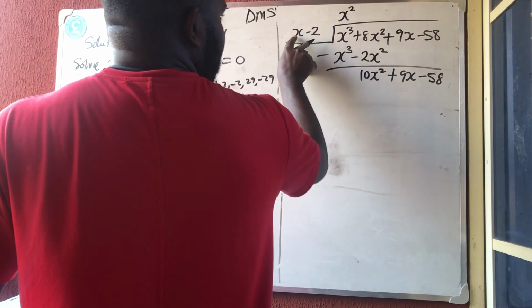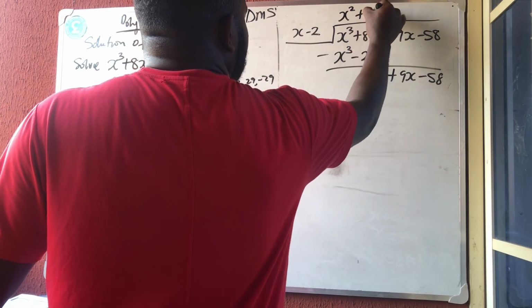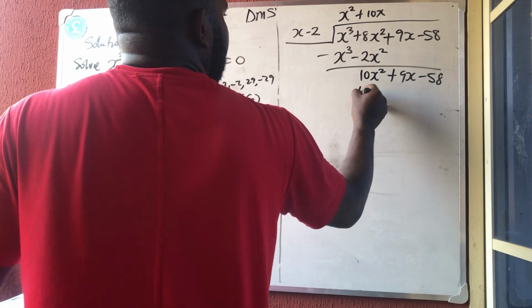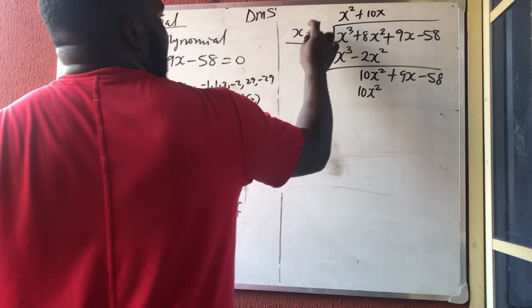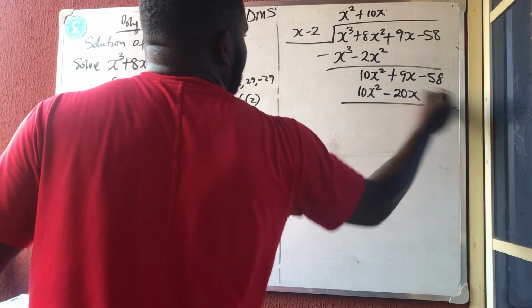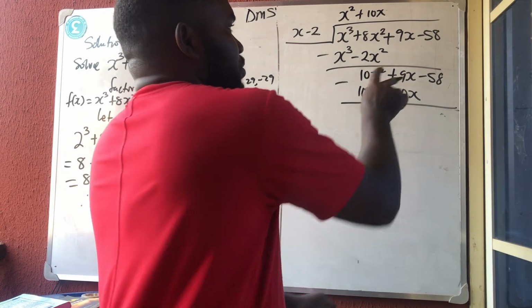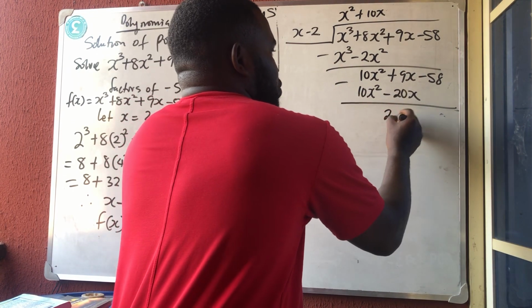This is still greater than this, so I'll continue my DMS again. This divided by this, I'm having plus 10x. This time 10x squared. This time minus 20x. Let's subtract. This minus this is 0. Minus minus plus, so 9 plus this, I'm having what?